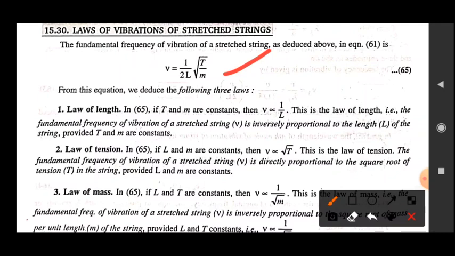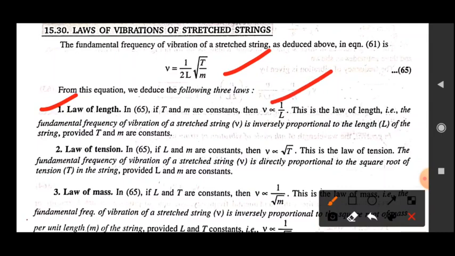Now, in this one, we can see there are exactly three laws. First is the law of length. As you can see, when T and m, meaning the tension of the string and the mass per unit length, are constant, then the frequency of vibration produced in this stressed string depends completely on the length.